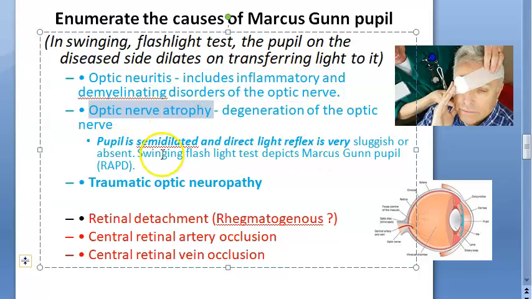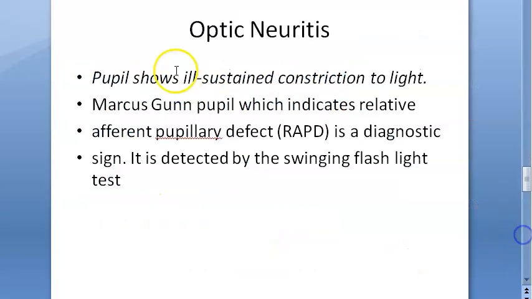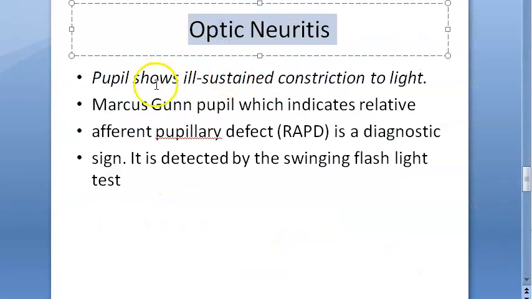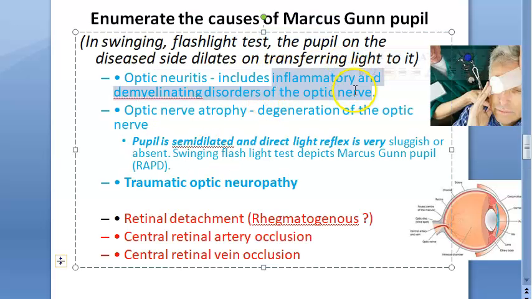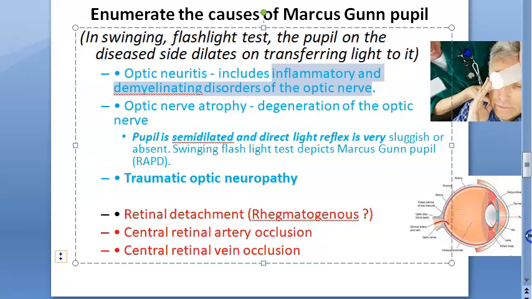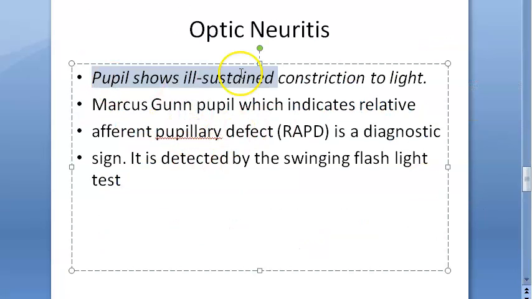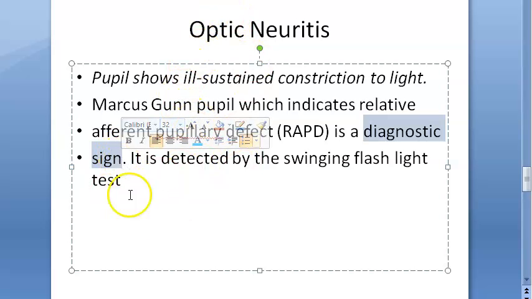Optic nerve atrophy means degeneration of the optic nerve, traumatic optic neuropathy. Okay. So what is this optic neuritis? Here you will see inflammation, a demyelinating disorder of the optic nerve. Again here what will you see? The pupil shows ill-sustained constriction to light. So it is not constricting very well. Okay. So it is a diagnostic sign. Marcus Gunn pupil will be a diagnostic sign of optic neuritis.